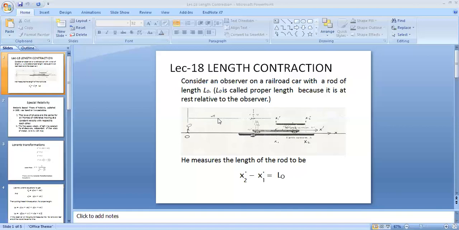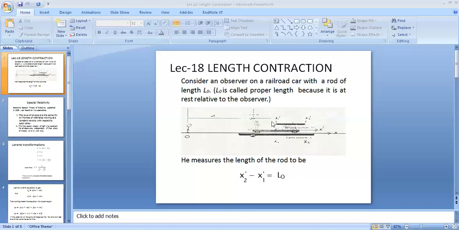So in time t, the displacement between these two observers will be vt, and this is the rod of length L naught. This is the proper length of the rod, which is measured by an observer who is in a stationary position, not in relative motion to the rod.